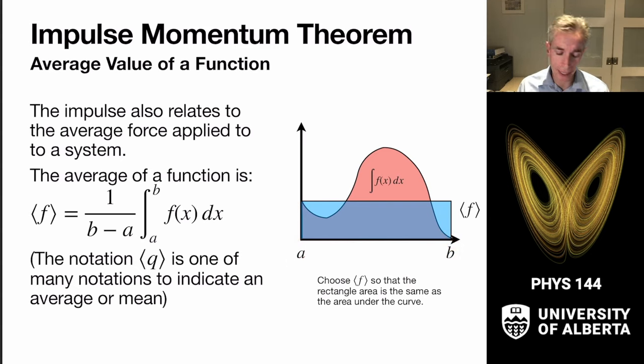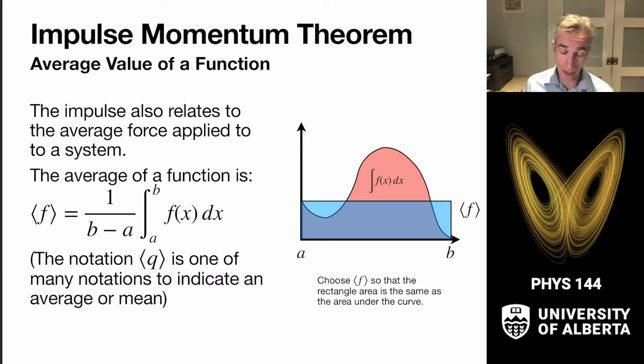So base times height is equal to area, and that area is set equal to the integral. Dividing through by the base, or b minus a, we get the average value of a function is 1 over b minus a times the integral from a to b of f of x dx. So that's the math definition of the average value of a function, and then we can come back and look at it with the physics.